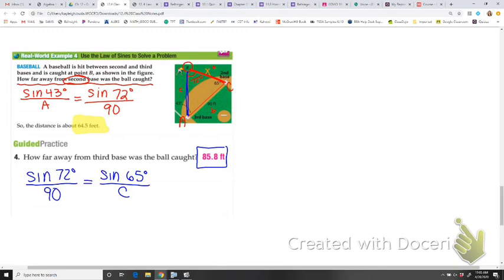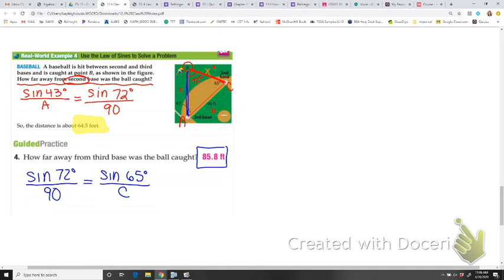So we know the two angles that were given were the 43 and the 65. We can add those up and subtract from 180 to get the missing angle at B is 72 degrees. And then I want to find the side length between second base and the guy that's trying to catch it at point B. So I labeled that with an X. Then I labeled my other points A and C, and then lowercase c and lowercase b.